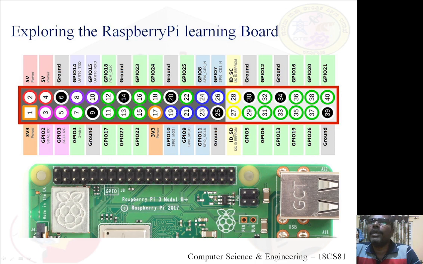You can see some I2C interfaces. Clear? You can see serial interfaces, transmission, receiver. Pin number 8, that is GPIO 14, is the transmitter. In case of serial communication, it is used for transmit purpose, whereas pin number 10, that is GPIO 15, is used for receive purpose in case of serial communication.